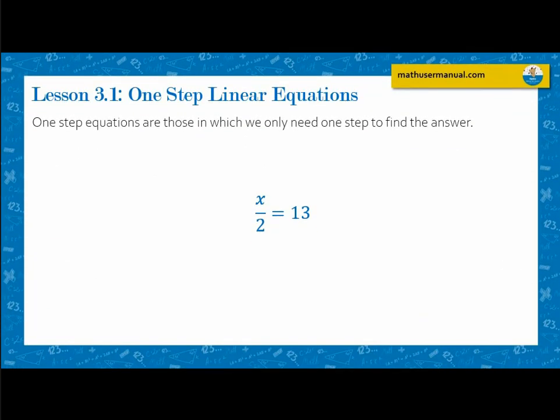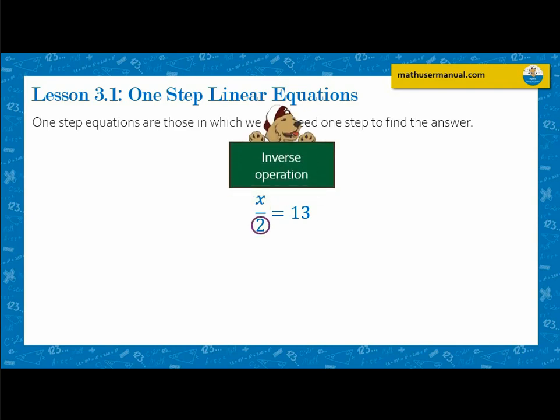Let's try one more time. Then again, we're solving for x. We need that x to be by itself. The 2 is not letting the x be by itself. That means we need to do inverse operation to remove that 2 from the left side.